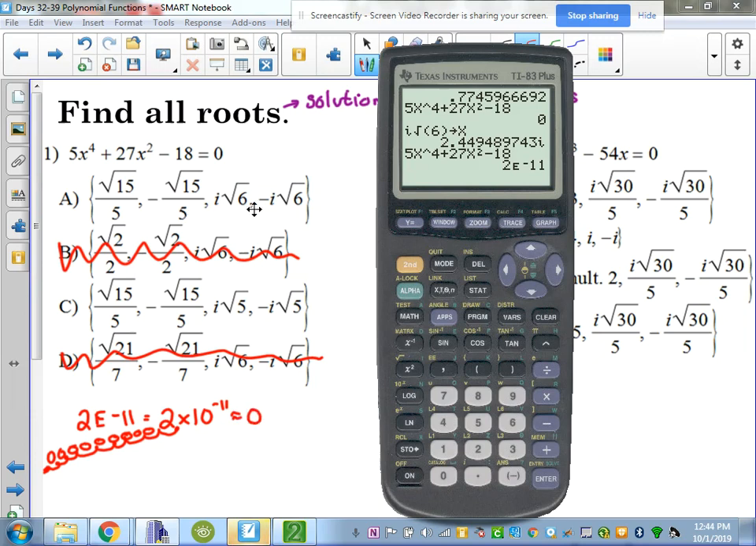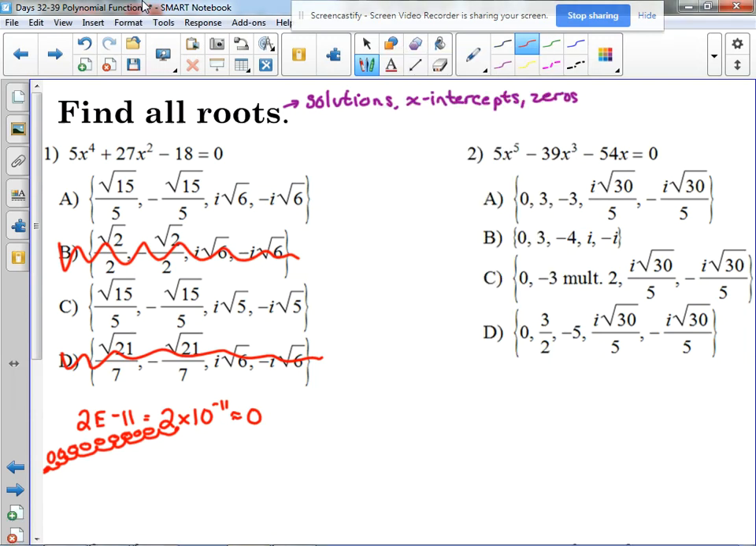Now, if you're in doubt, check the other answer choice. The other answer choice said i square root of 5. Check i square root 5. Store that as x. Plug it into the original equation. That definitely doesn't give us 0. Negative 28 is definitely not 0. So we know it can't be C. It has to be A, even though when we plugged in i square root of 6, it didn't give us exactly 0. It's just the calculator's weird way of calculating things.